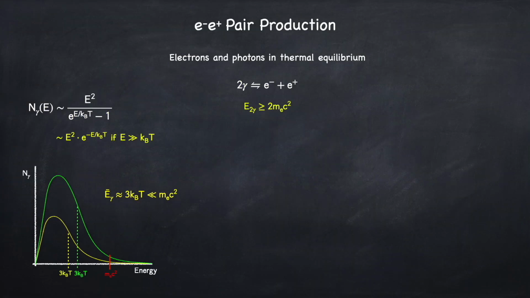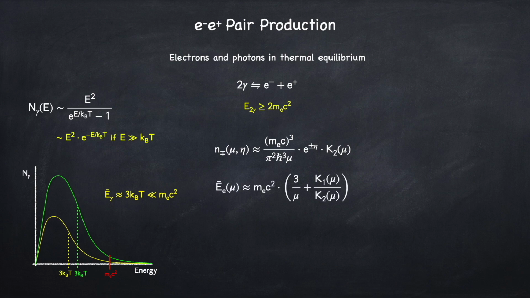So let's go back to our board on electron-positron pair production. We have an expression for the electron-positron number density as a function of mu and eta, which really means that it's a function of temperature and chemical potential. And we can follow the exact same procedure for the energy density as we did for the number density to get a similar expression for the total energy density. If we then divide the two, we get an expression for the average electron energy as a function of temperature. And K1 is the first order modified Bessel function. Now let's test some limits to see how well this approximation holds.